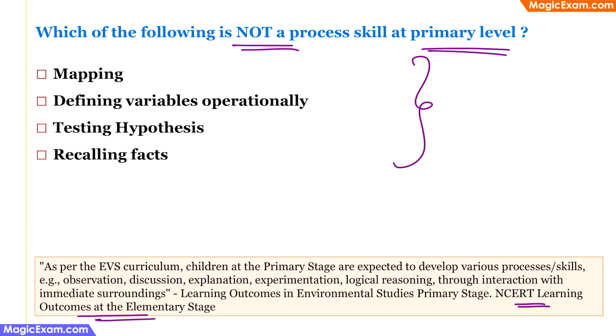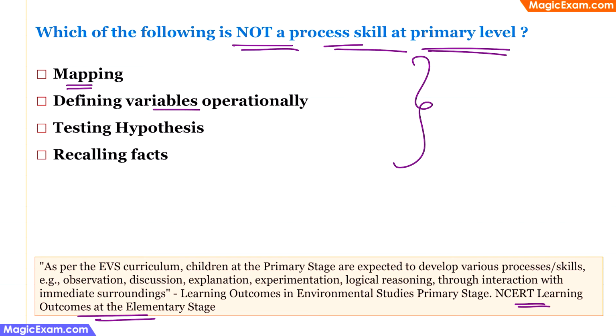For example, the first one is mapping. Now mapping is a very simple skill, right? You are asking children to make a map of the classroom, make a map of the school, and say where the toilet is located and where the playground is. So such simple mapping of the classroom and of the school are included as activities at a primary level. Therefore, mapping is a process skill at the primary level.